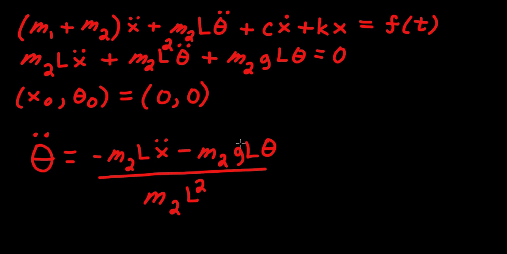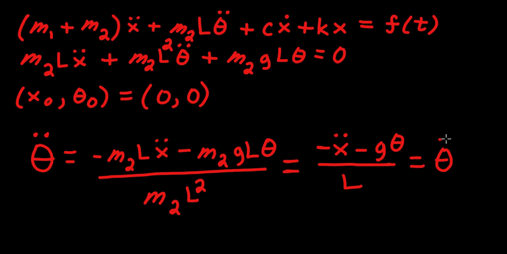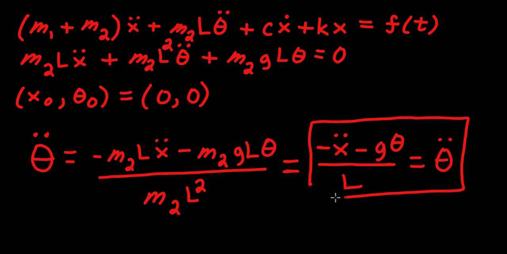Now, as you can see, there are m2 L's everywhere, so I'm actually going to simplify this equation a bit more, and it'll give me negative x double dot minus g theta over L. So this is a pretty good start. Things aren't too complicated. However, as we see, theta double dot is not strictly in terms of the lower order terms, or functions of time, because it includes this x double dot term, which is the highest order derivative for x.